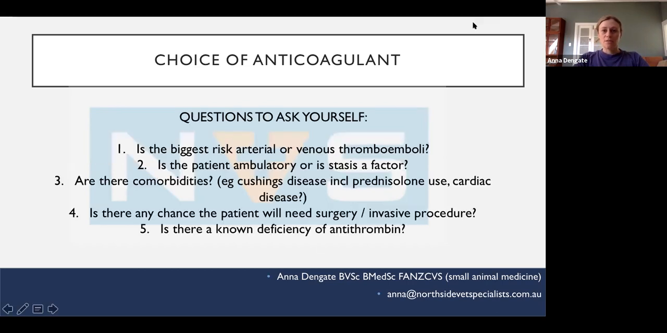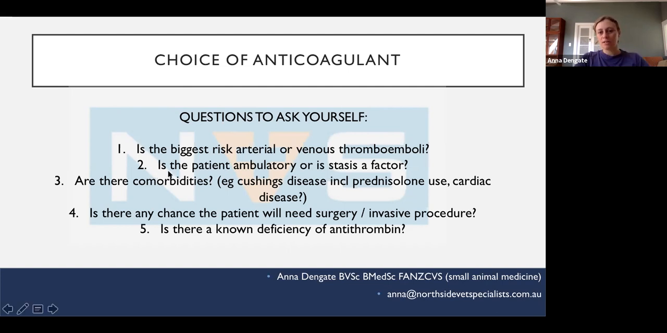Okay, so the question you want to ask yourself when you're prescribing an anticoagulant is: is the biggest risk with this condition arterial or venous clots, which might change whether you're trying to inhibit platelets versus clotting factors. And we know now that it's all intermingled and it's not as clear cut as that. But if I've got an increased risk of stroke, I'm going to go with a platelet inhibitor, versus an increased risk of venous thromboemboli, I'm going to go with a clotting factor inhibitor.